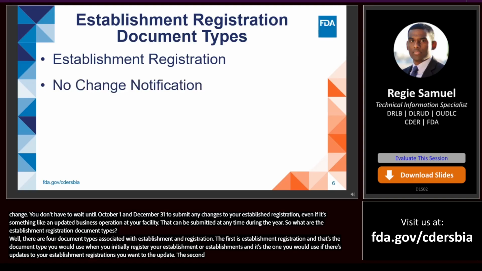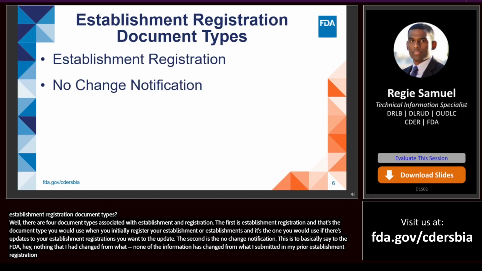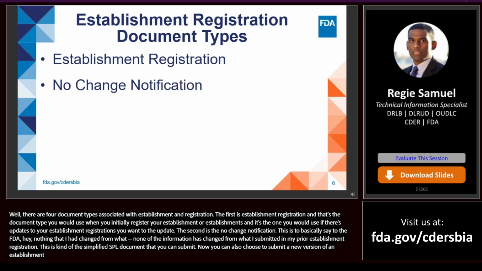The second is a no change notification, and just as the name indicates, this document type is to basically say to the FDA, hey, none of the information has changed from what I submitted in my prior establishment registration. And it's kind of a simplified SPL document that you can submit. Now, you can also just choose to submit a new version of an establishment registration that has no changes in it as well. Both are acceptable.